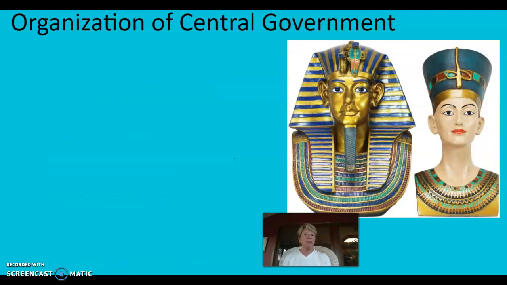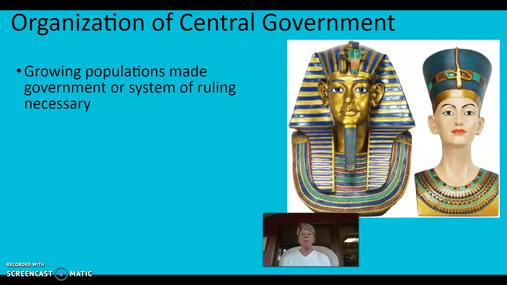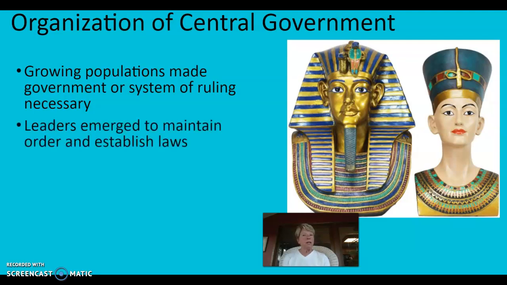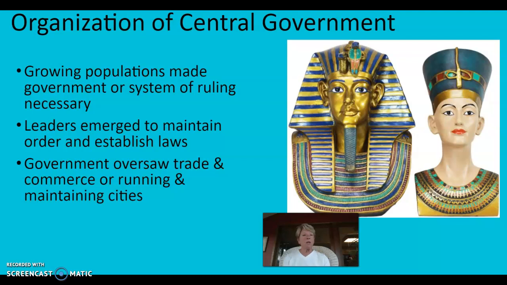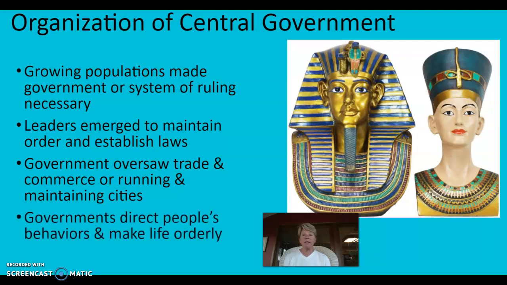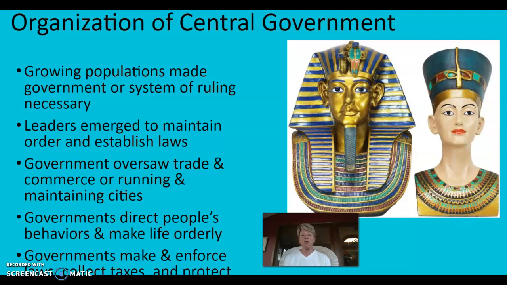Usually, we saw an organization of a central government within every civilization. Growing populations made it necessary to create a system of ruling. Early rulers were usually monarchs. Leaders were needed to maintain law and order and to establish laws. Government was also responsible for overseeing trade and commerce and running and maintaining the cities. Governments also directed people's behaviors and made life orderly. And finally, governments were supposed to make and enforce laws, collect taxes, and protect the people.